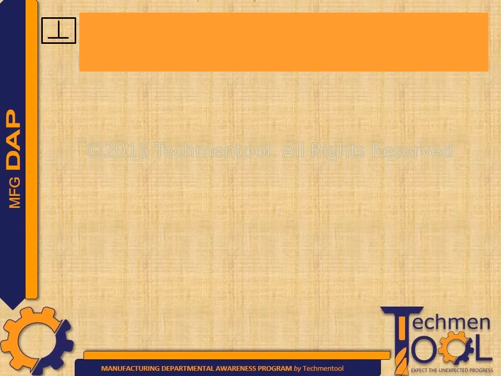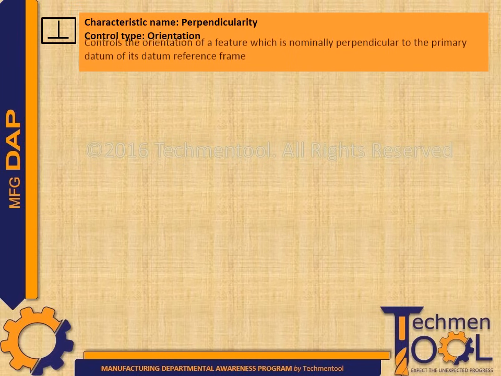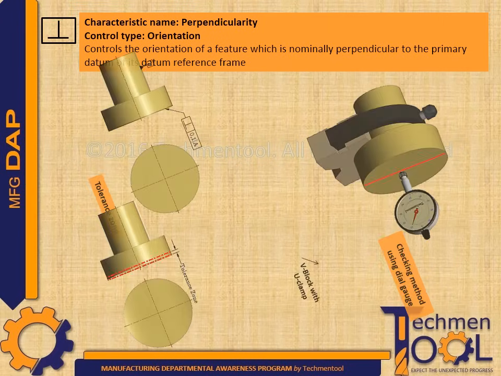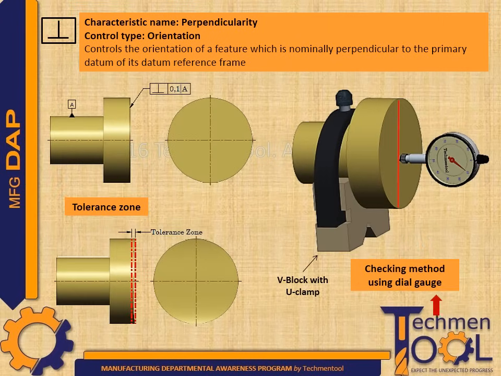Let us learn about perpendicularity characteristic. Its control category is orientation type and it controls orientation of a feature which is nominally perpendicular to the primary datum of its datum reference frame. In the given example, the tolerance zone of 0.1 of the feature will be measured with respect to datum A, which is clamped on the U-clamp V block, using a dial gauge by moving its plunger in the perpendicular direction of the surface of the feature as shown in the picture. And deflection of the dial gives the actual perpendicularity value with respect to datum A. That value should be within the tolerance zone.